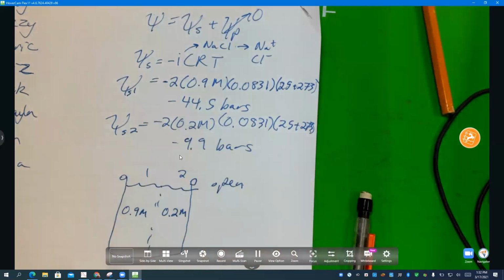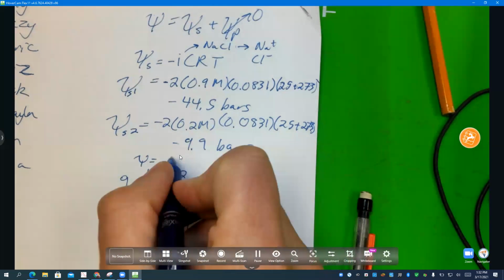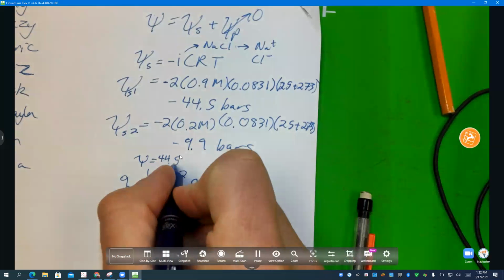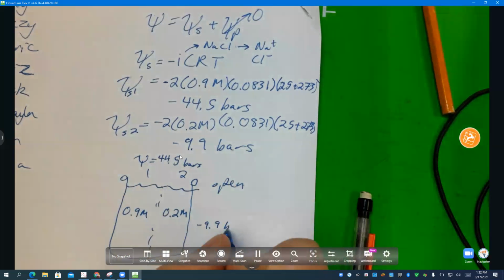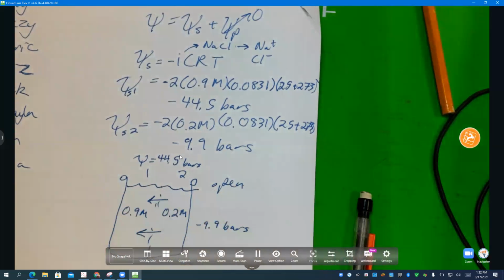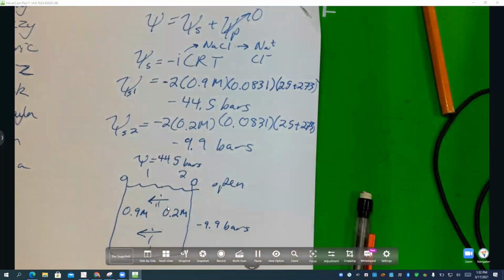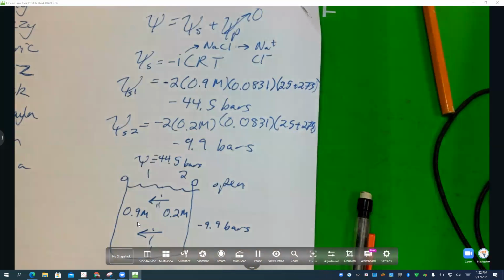So side 1, I get a potential of negative 44.5 bars. Side 2 was negative 9.9 bars. So because of that, the net movement of water would be from side 2 to side 1. Great question. Yeah, it's going to go from side 2 to side 1 because this is more negative. Whichever one is more negative means more water needs to go there. Okay.